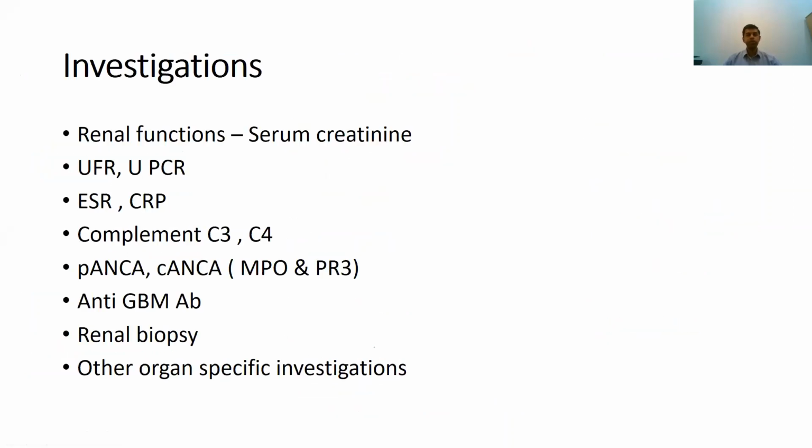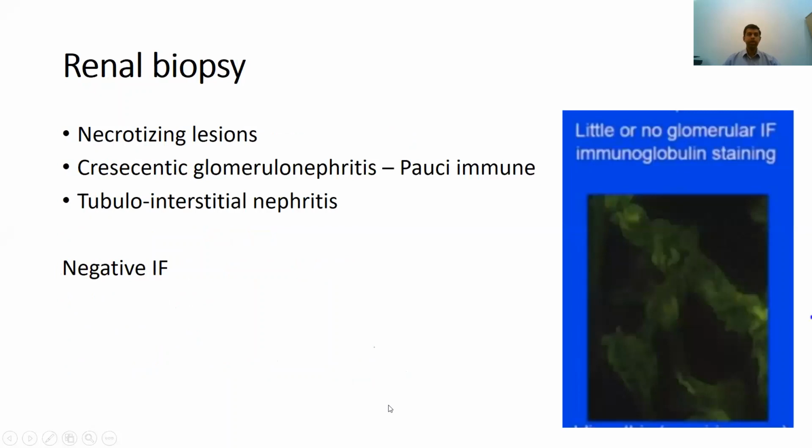When you are suspecting a vasculitis, these are the common renal-specific investigations you have to send. You have to do the renal functions, the urine full report, urine PCR, the inflammatory markers, complement levels, and the ANCA antibodies. Then a renal biopsy is a must in these patients, and depending on the organs involved, you have to do those specific investigations.